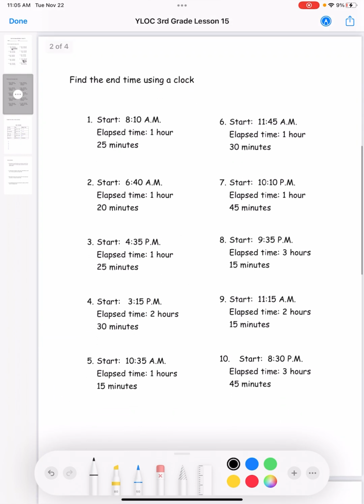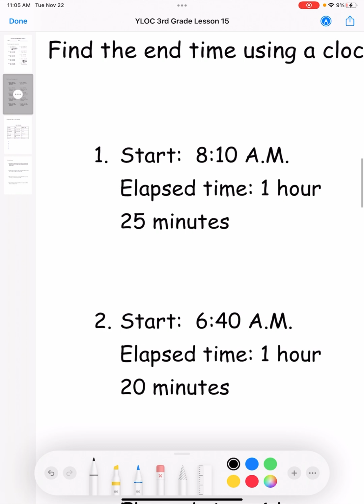Next, find the end time using a clock. So we have the elapsed time and we have the start time. So we'll add 1 hour 25 minutes, and we'll get 9:35 a.m.